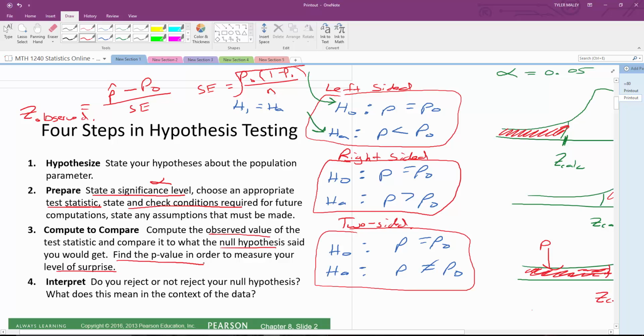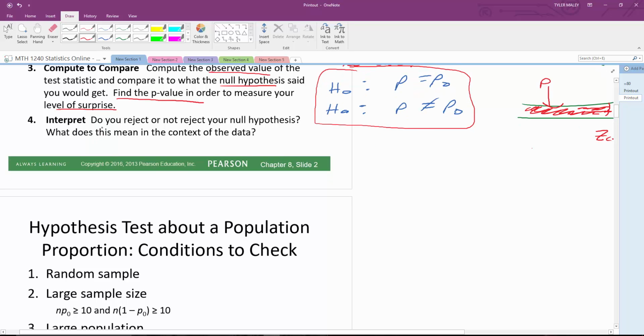How surprised are we that this value could be true? And then we're going to either reject or not reject the null hypothesis, and we never fully accept. We say, based on statistical evidence, this appears to be true, type of thing. What does this mean in context? So we need to interpret that a little bit.